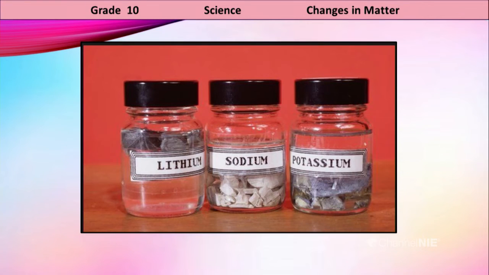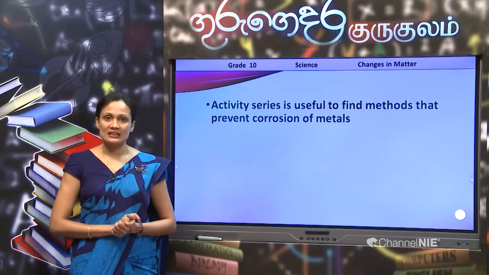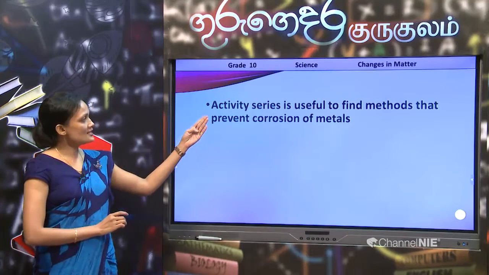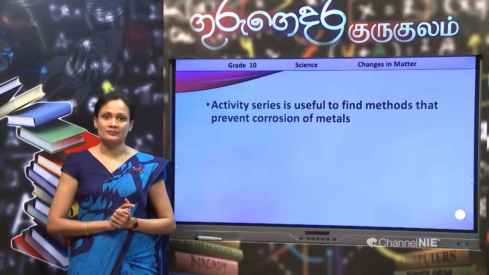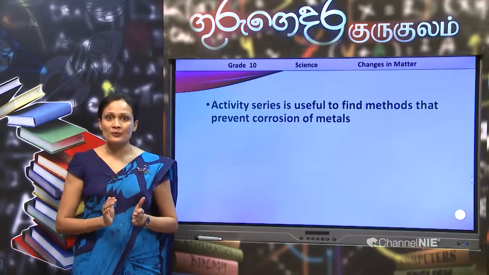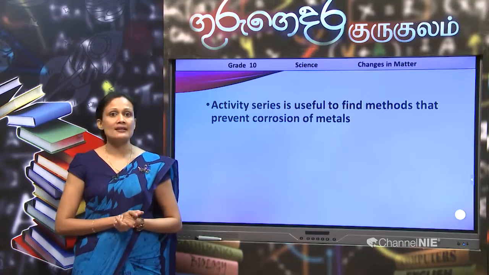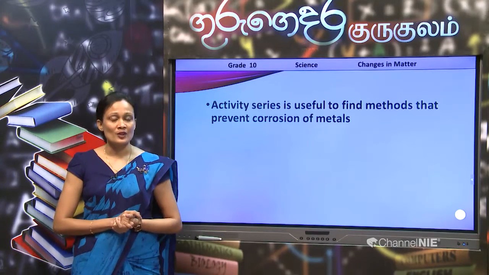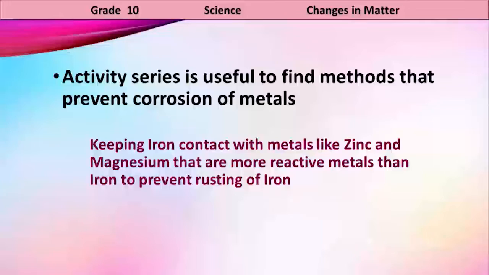Okay, here you observe the picture where lithium, sodium and potassium are stored inside bottles with kerosene or paraffin wax. Let's see another use of the activity series. The activity series is useful to find methods that prevent corrosion of metals. When we keep metals exposed to the air, they react with components present in the air and get corroded. To prevent that, we can use other higher reactivity metals.